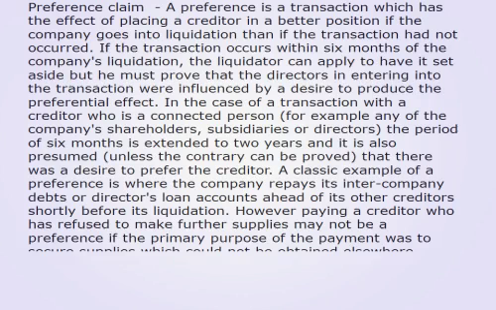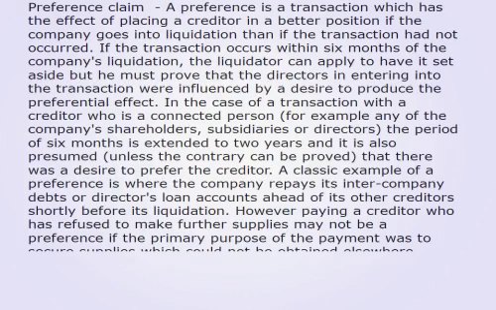If the transaction occurs within 6 months of the company's liquidation, the liquidator can apply to have it set aside, but he must prove that the directors in entering into the transaction were influenced by a desire to produce the preferential effect. In the case of a transaction with a creditor who is a connected person, for example any of the company's shareholders, subsidiaries or directors, the period of 6 months is extended to 2 years, and it is also presumed, unless the contrary can be proved, that there was a desire to prefer the creditor.